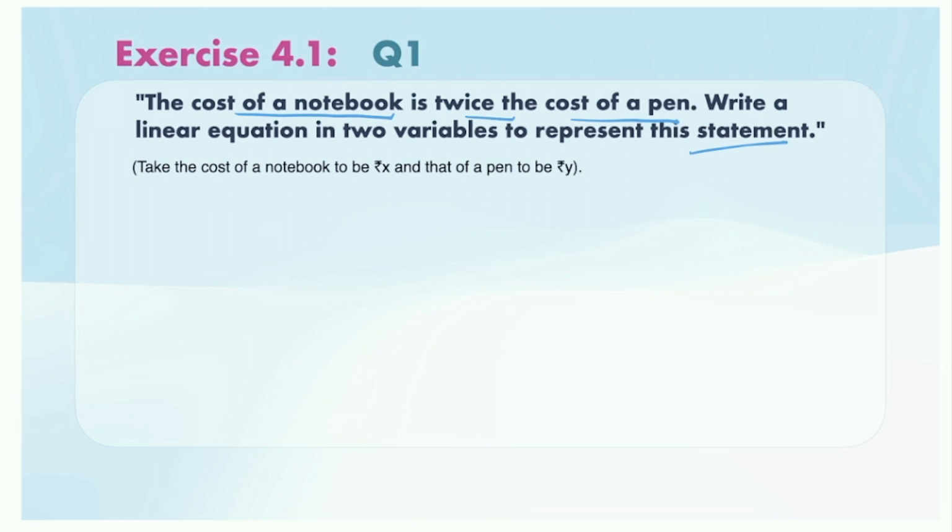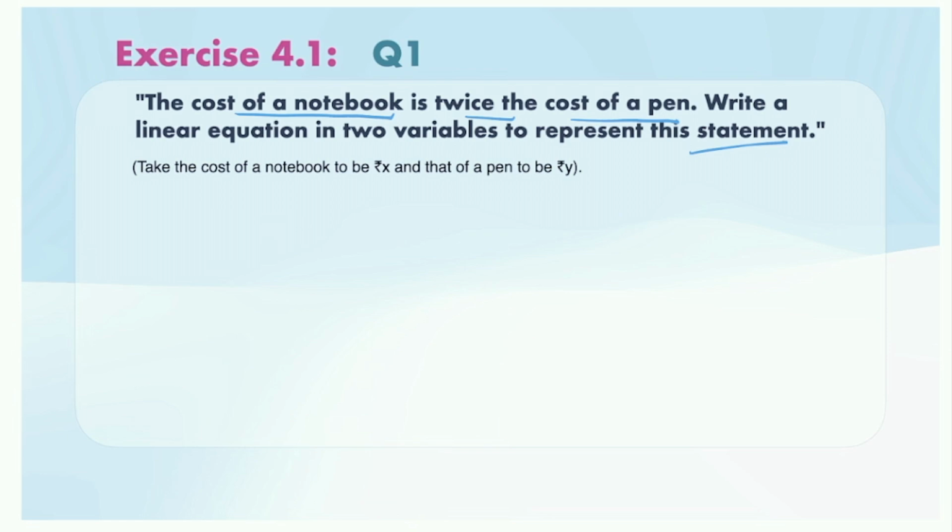Now can you tell me what the variables in this statement are? The variables are the cost of notebook and the cost of pen, right? These two are the main things in this whole scenario. So the first step you need to do is assume one variable as the cost of notebook and one variable as the cost of pen. It is already given in your question as a hint: take the cost of notebook to be x and the cost of pen to be y.